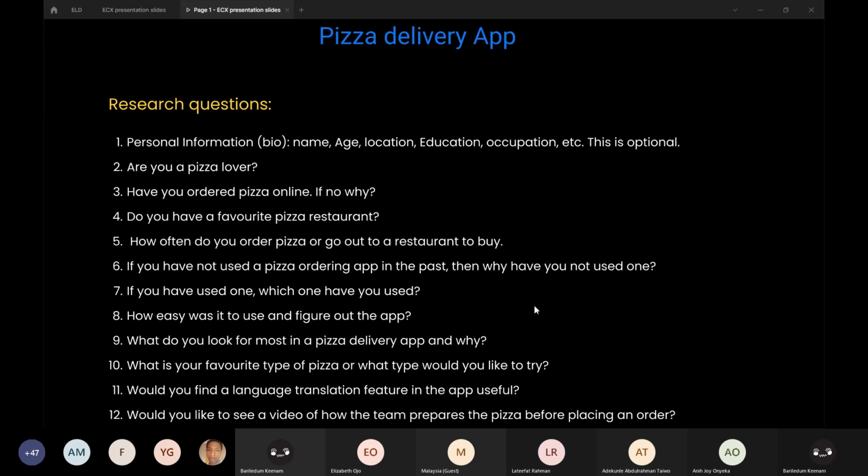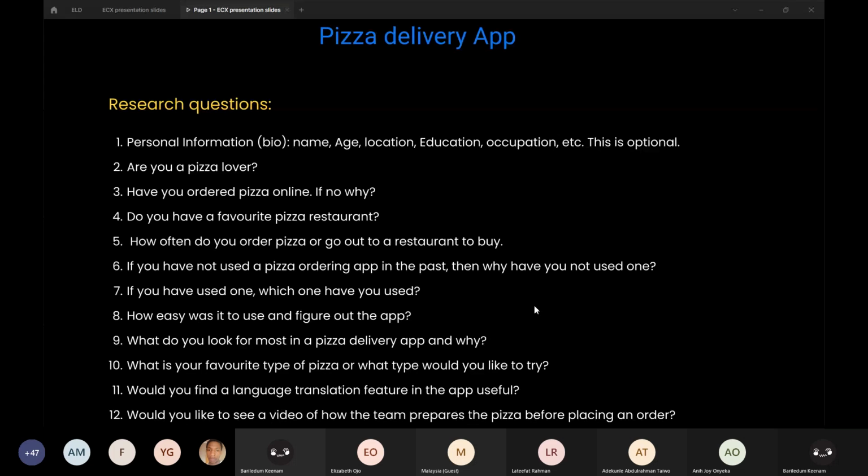So I chose to go with the survey research method, which is faster, online and inexpensive. These are my questions. I have questions like, are you a pizza lover? Ask the users if they actually love pizza, because if they don't love pizza, the app is not useful to them. You use it to gather information on those that are actual or potential users. Those that are pizza lovers are your target users.